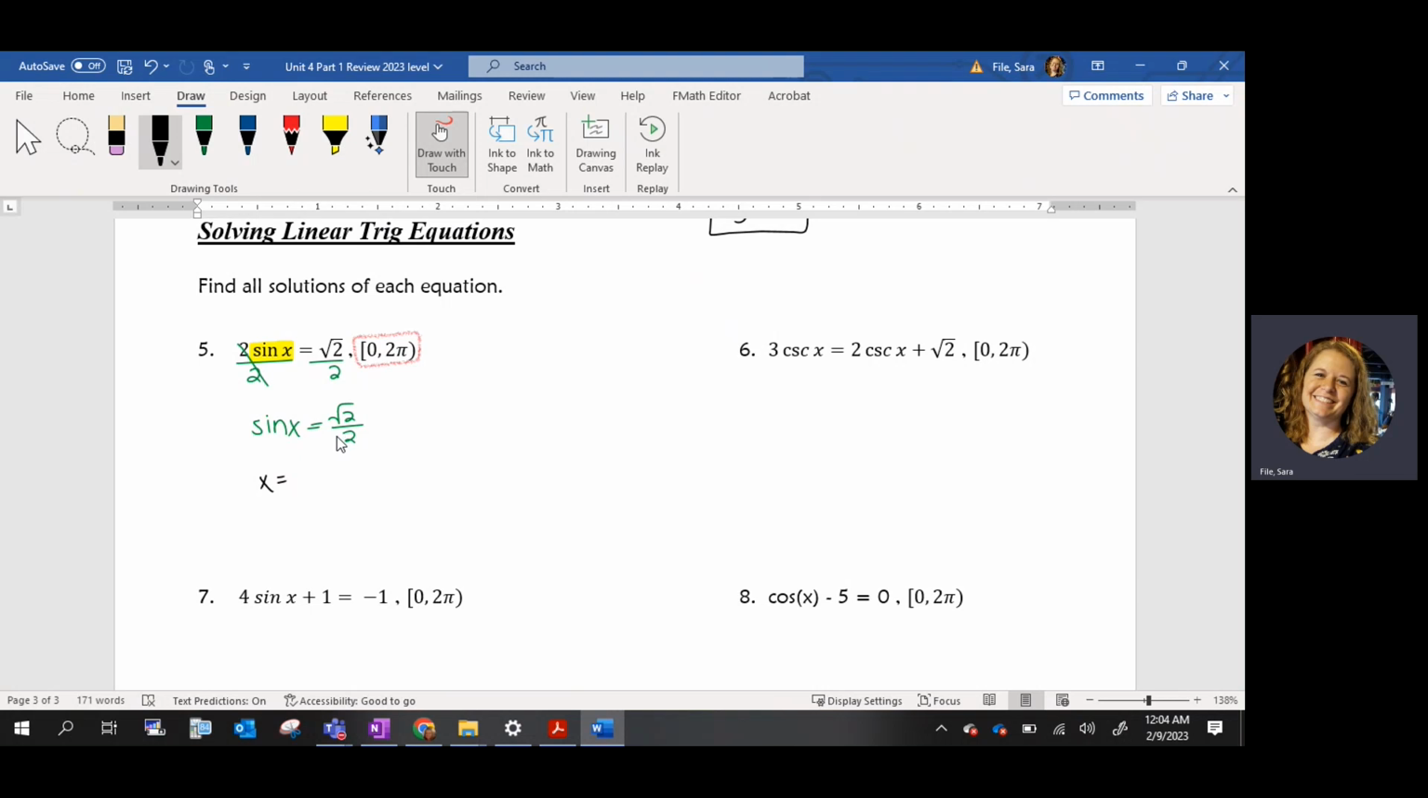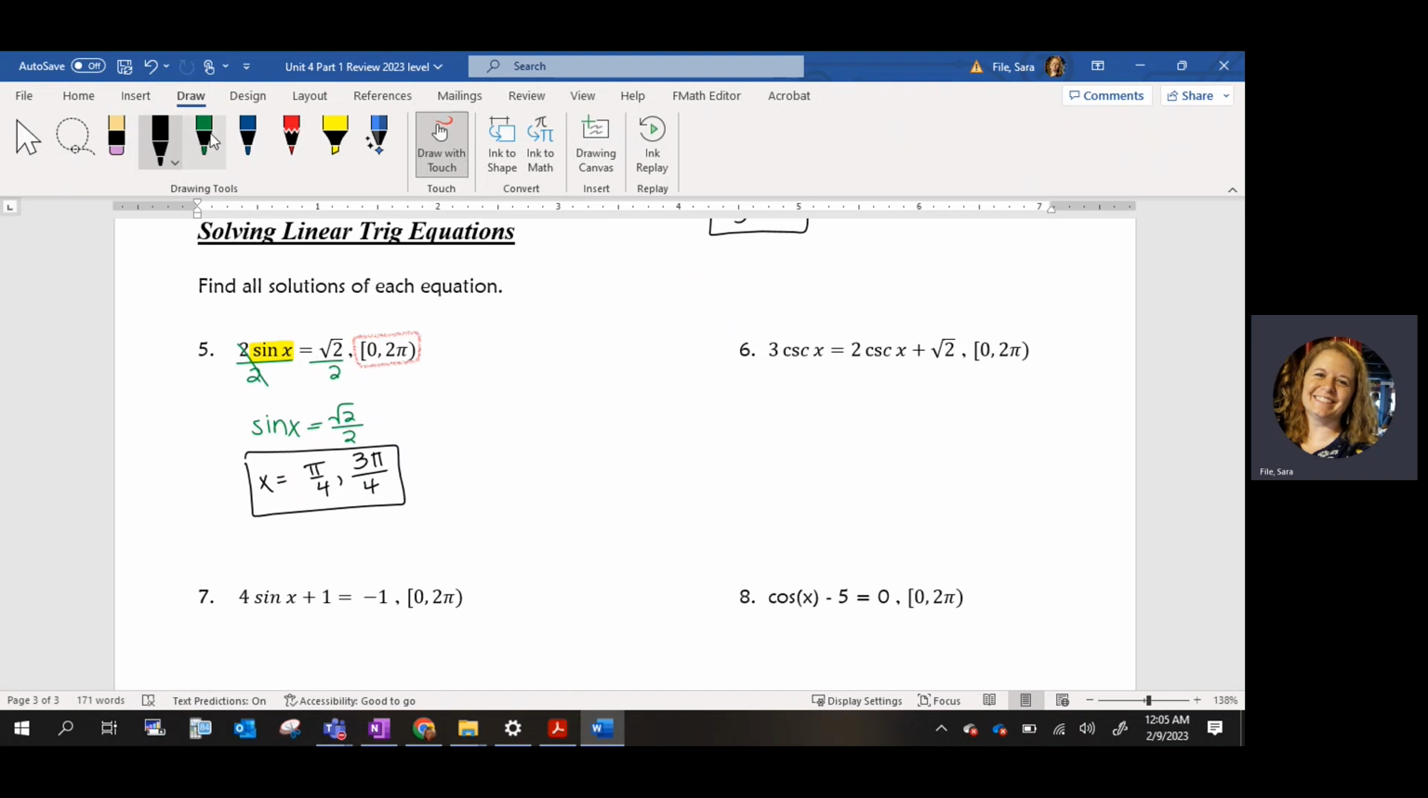That happens at 45 or pi fourth reference angles. And the fact that it's a positive root 2 over 2 tells me that it's quadrant 1 and 2, because that's where sine is positive. So that is at pi fourths from quadrant 1 and 3 pi fourths from quadrant 2.